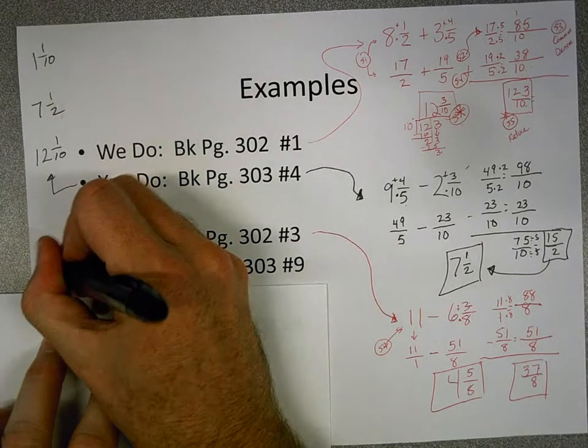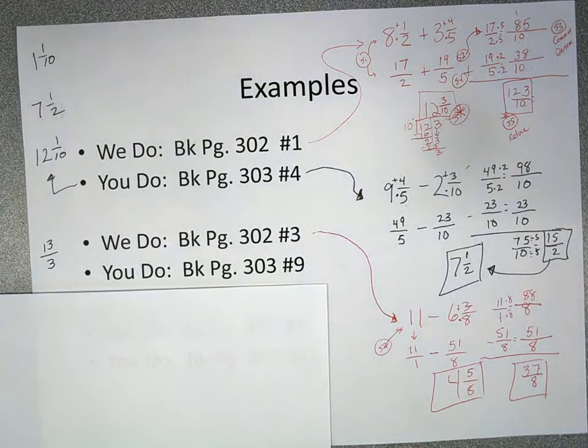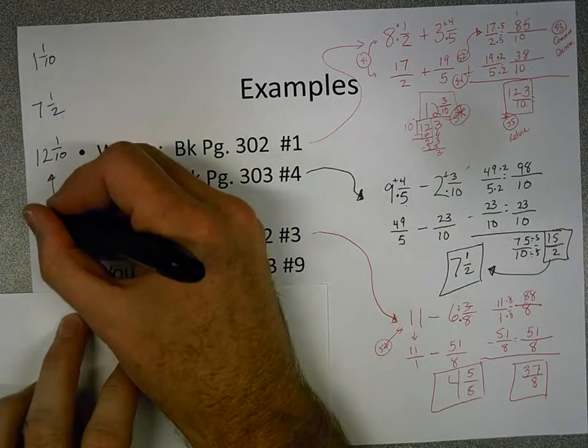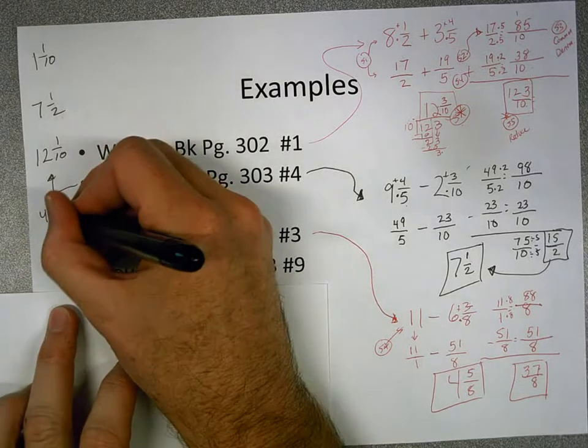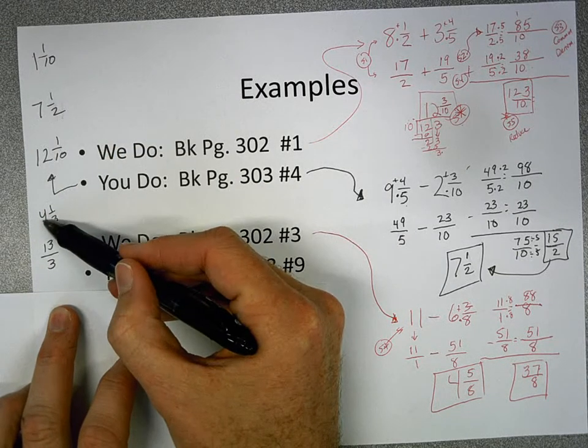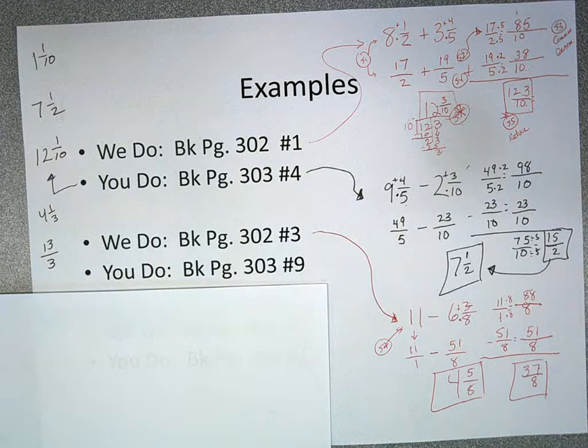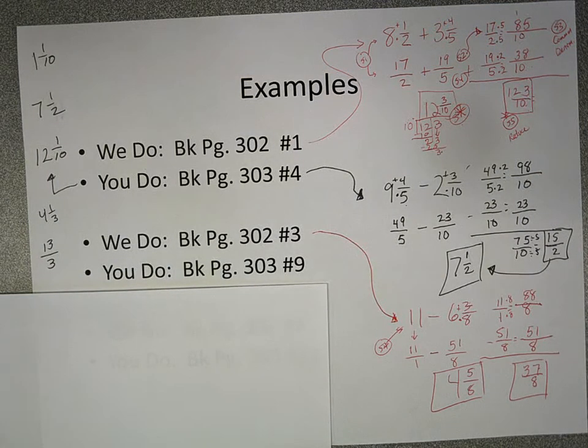Agree, disagree? What do you guys think? Some disagreements, a lot of agreements. Okay. Just any other answers out there? 4 and 1/3. Okay, 4 and 1/3. Look at this. 3 times 4 is 12 plus 1 is 13. So it's the same answer, it's just the mixed number. Okay. Anyone else?